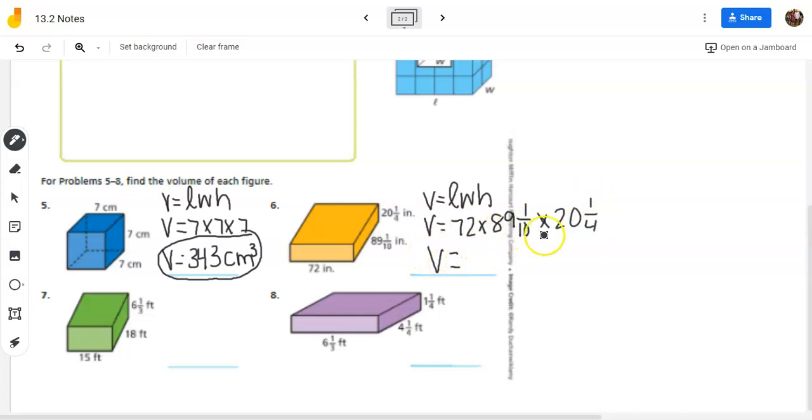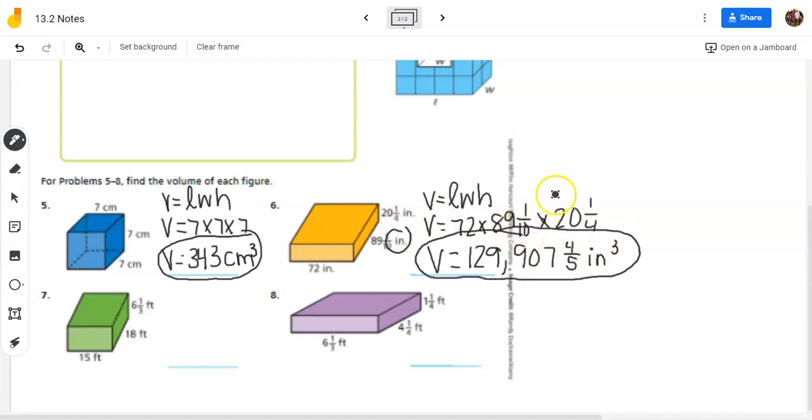So in your calculator, you're typing those 3 numbers and you're going to get a pretty large number for your answer. 129,907 and 4/5. Our label is inches cubed. Just like that. Number 7, volume equals length times width times height.